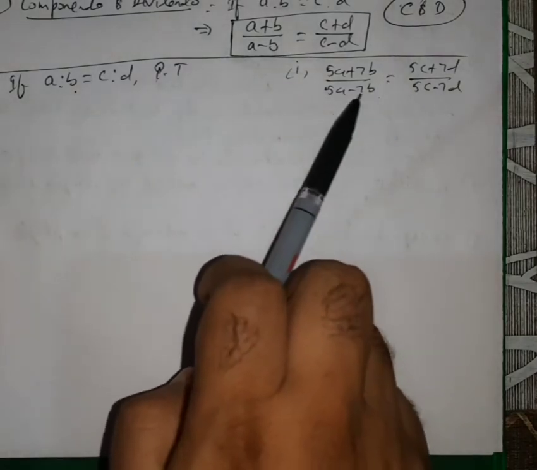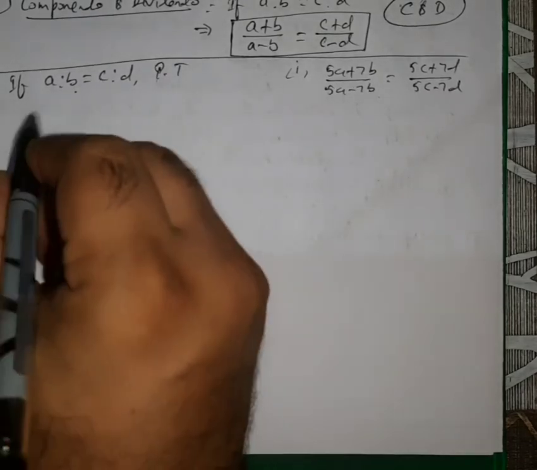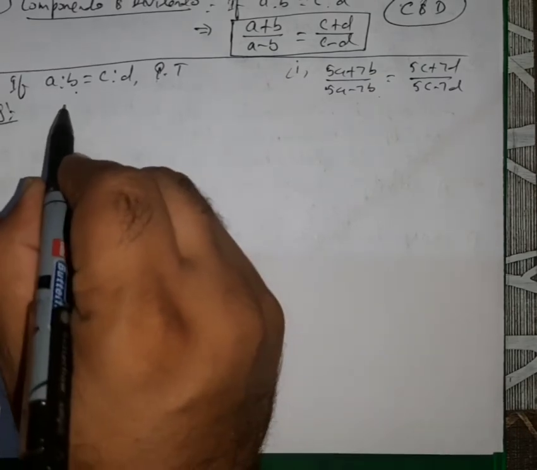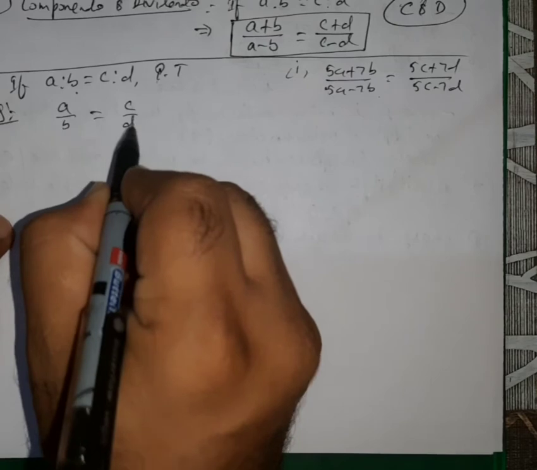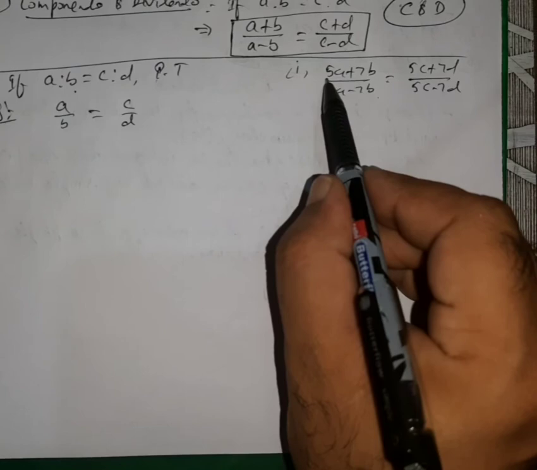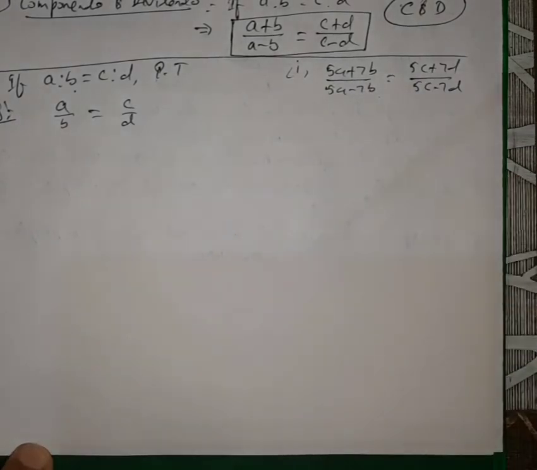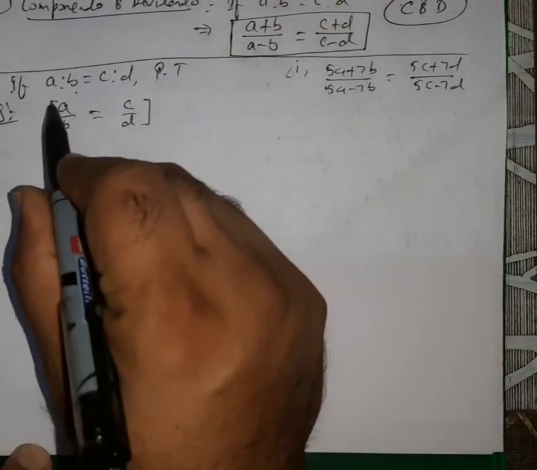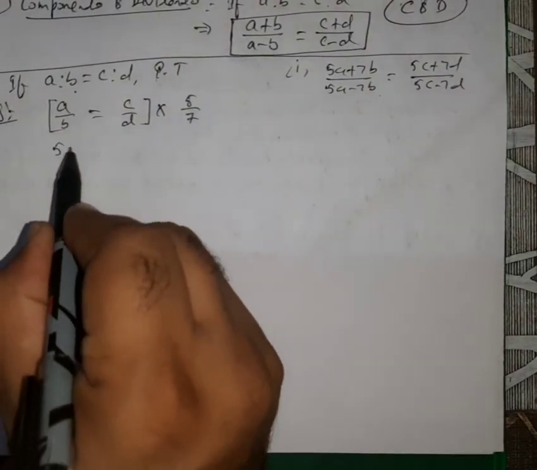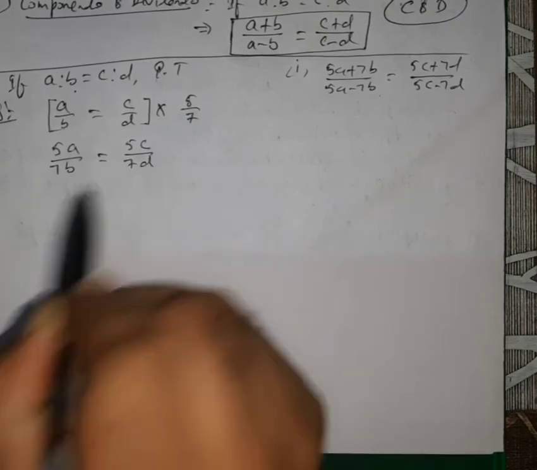Means from here we can try to arrive here, or from the given things we can arrive here. So here this is given now. So I'm starting with the solution part and I will be straight away using the properties. So if here A over B is equal to C over D, the coefficient of A is 5 and coefficient of B is 7. And similarly on the right side the coefficient of C is 5 and coefficient of D is 7. So now I'm multiplying this given thing with 5 over 7. So now I will get 5A over 7B equal to 5C over 7D.